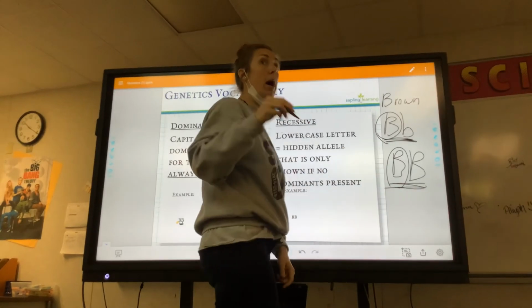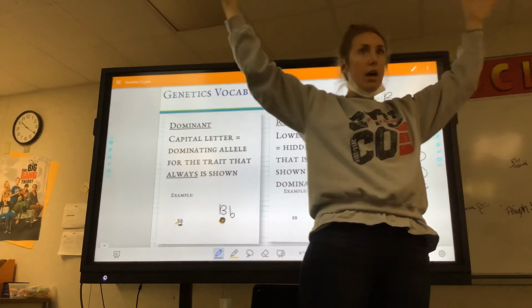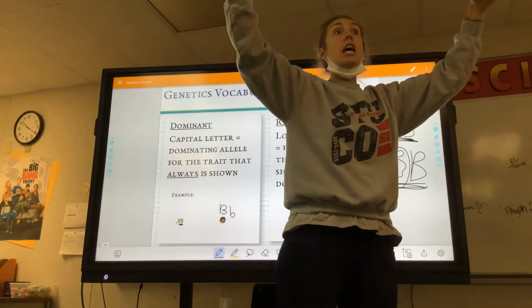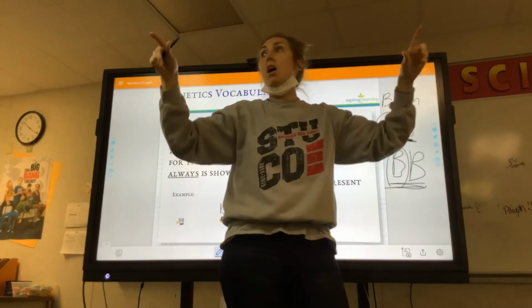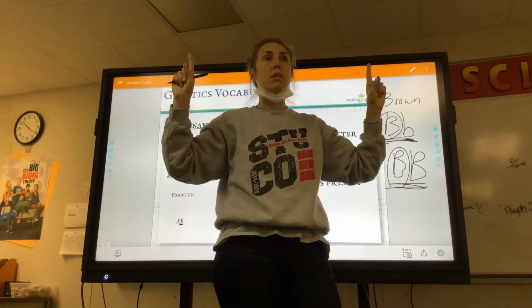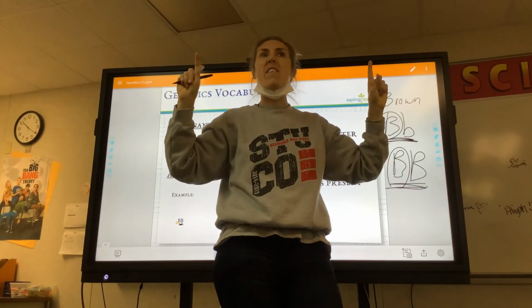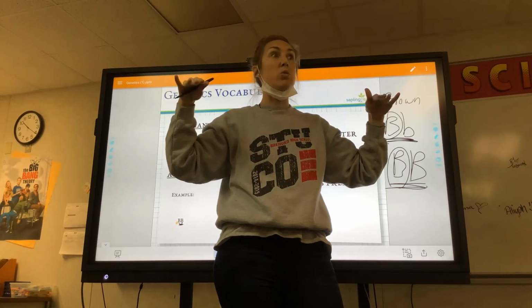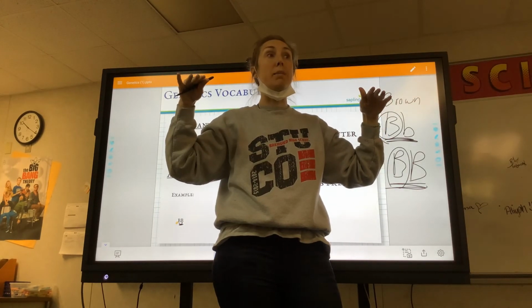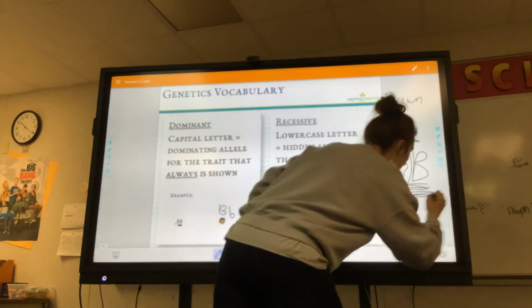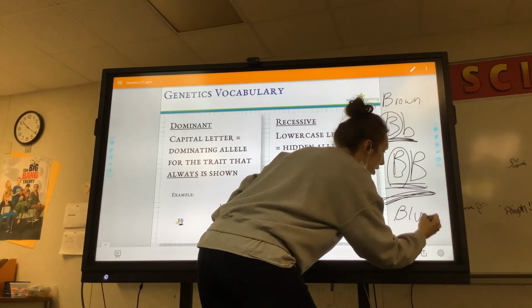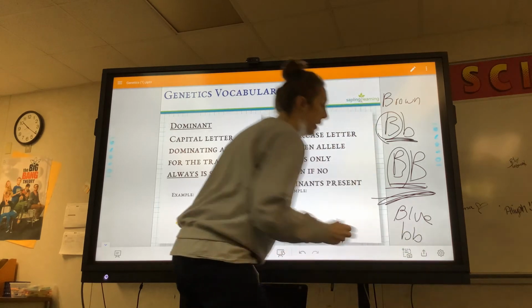Now, where's my blue eye people at? Ooh, yeah, right here. I don't even know what eye color I am. I need a mirror. Okay, now look up here. Those of us with blue eyes, we do not have any dominant alleles. So what should our B's be? Should they be big or little? Little. So blue, no matter what, is little b, little b.